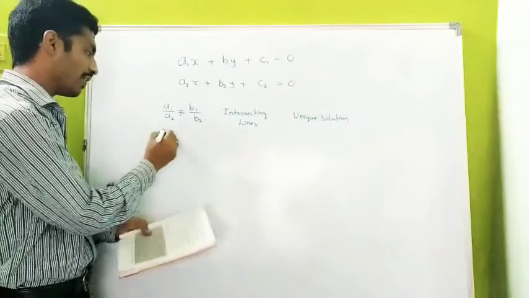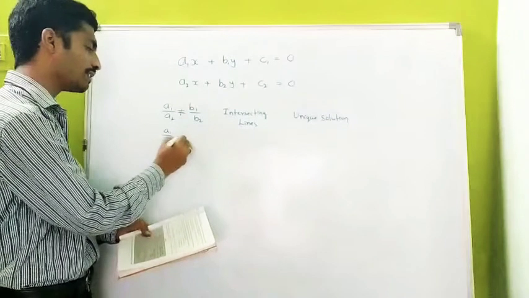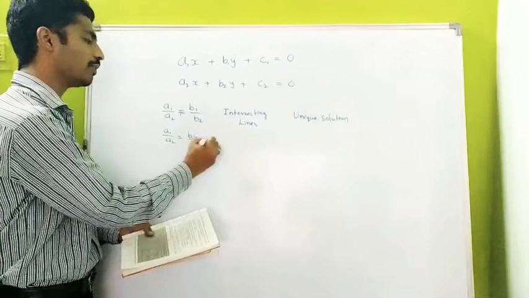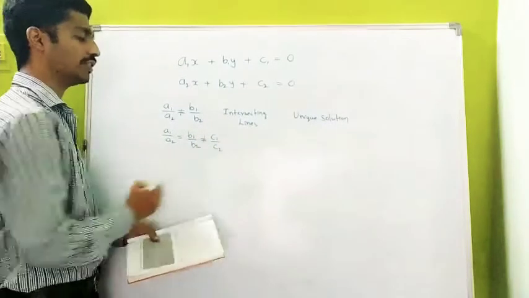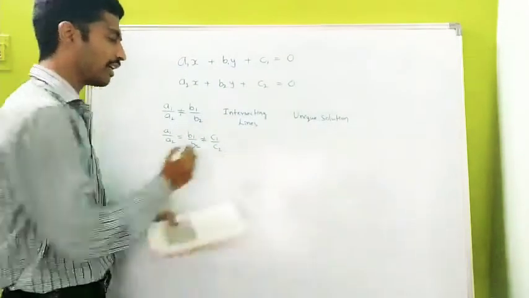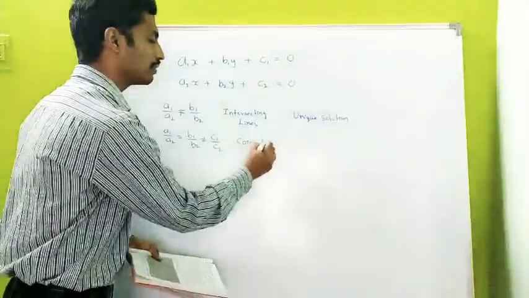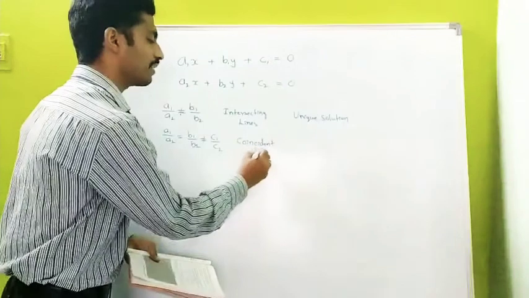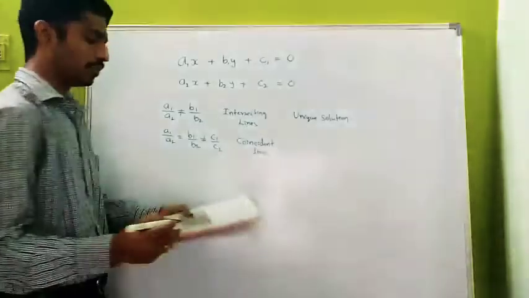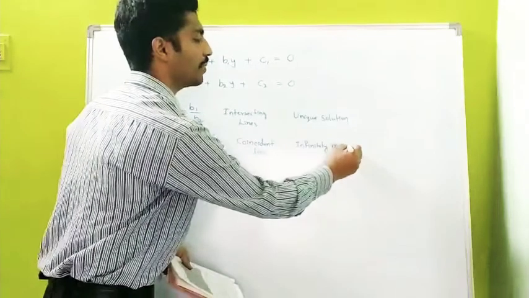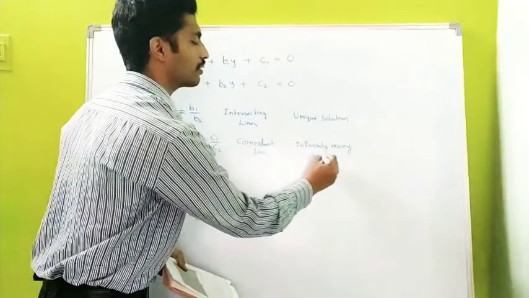If a1 by a2 is equal to b1 by b2 but not equal to c1 by c2, then you can say they are coincident lines. Okay, so they have infinitely many solutions.